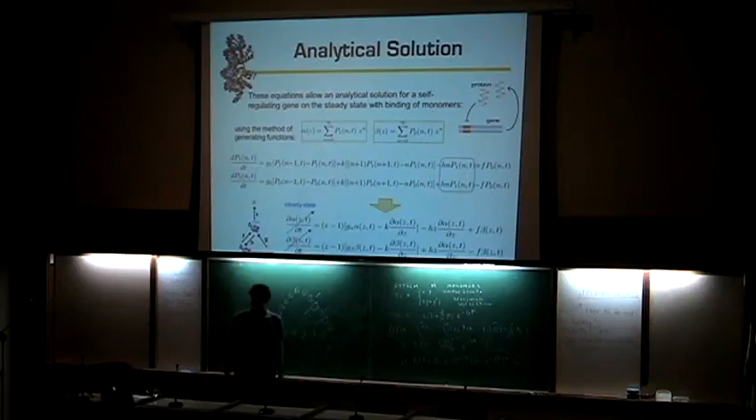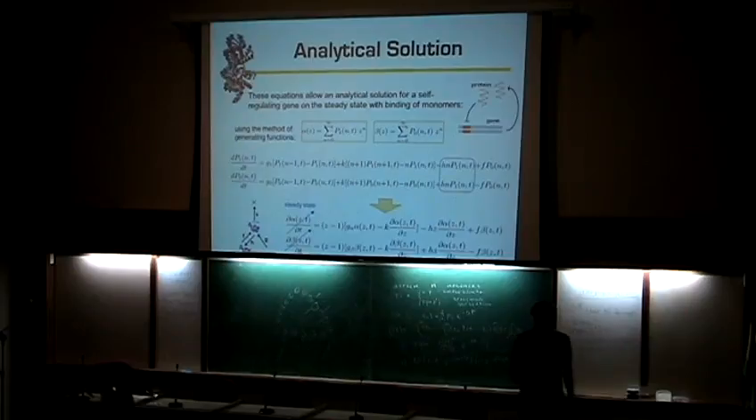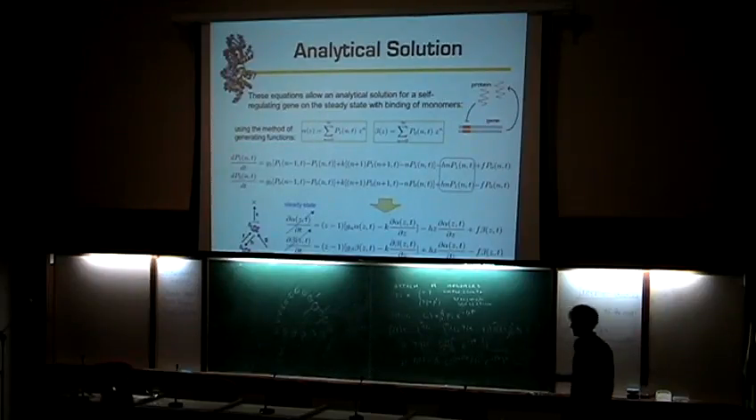Okay, so this is the analytical solution for the self-regulating gene. So there are those same master equations over here, and you notice that the binding over here is the binding of monomers, so it's proportional to the number of proteins, and over here is the same protein that the gene produces, right? So how do you solve the equations over here?